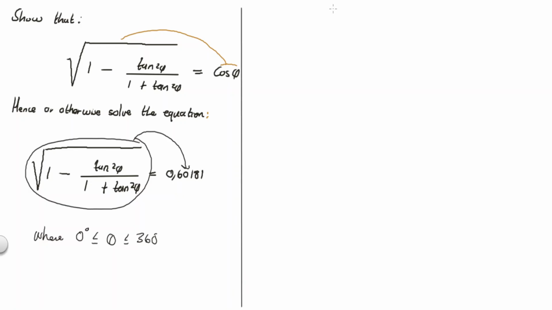Okay. This is the equation. It is the square root of 1 minus tan squared theta divided by 1 plus tan squared theta is equal to 0.60181. But this is solved for theta, where theta is between 0 and 360. Solve this equation.